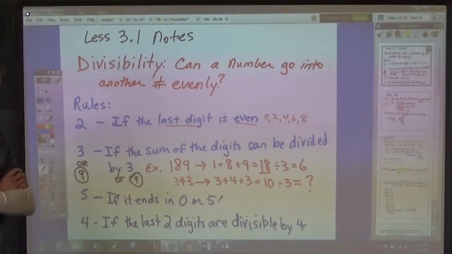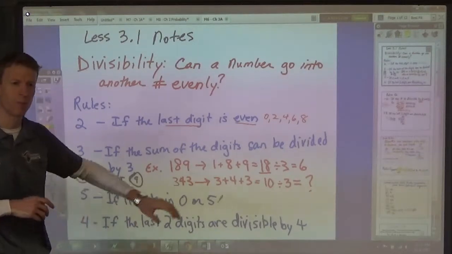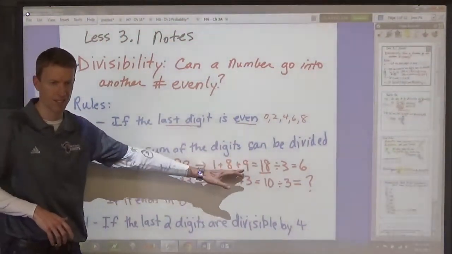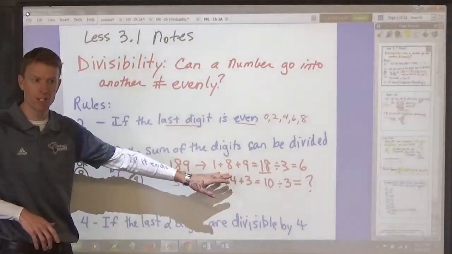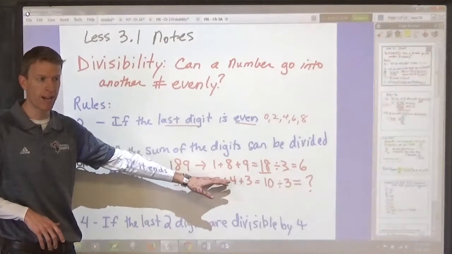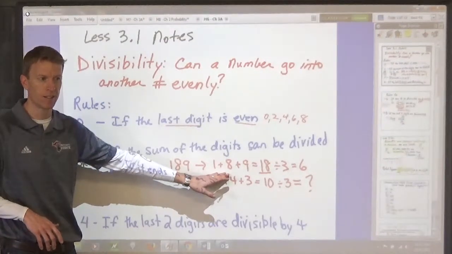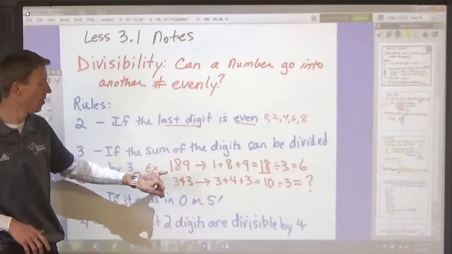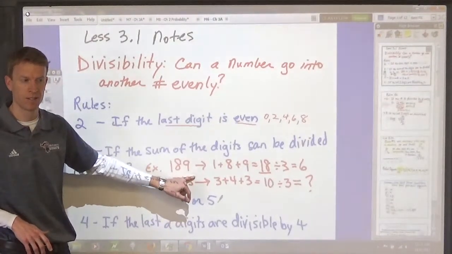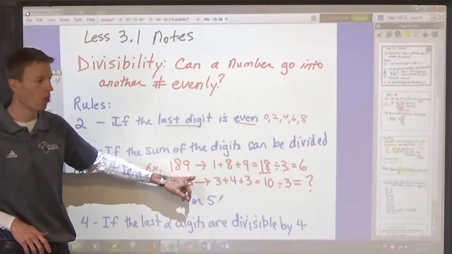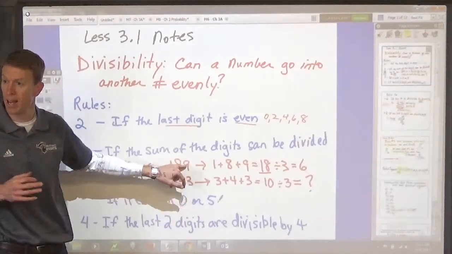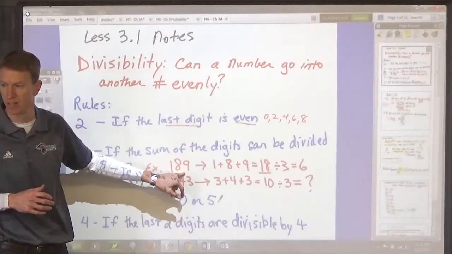What goes into 9? Look up here please, okay? I don't think you're really focused on the lesson. So what is the sum of the digits again, Peter? 18. Is that divisible by 9? Yes, so then the number 189 is divisible by 9. Okay? So this number 189 is divisible by 3 and by 9.